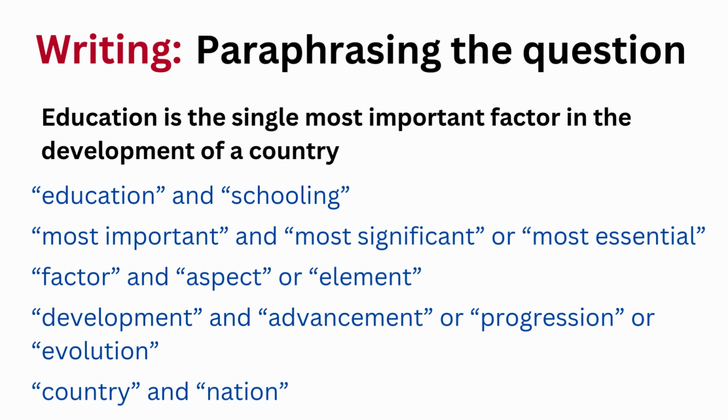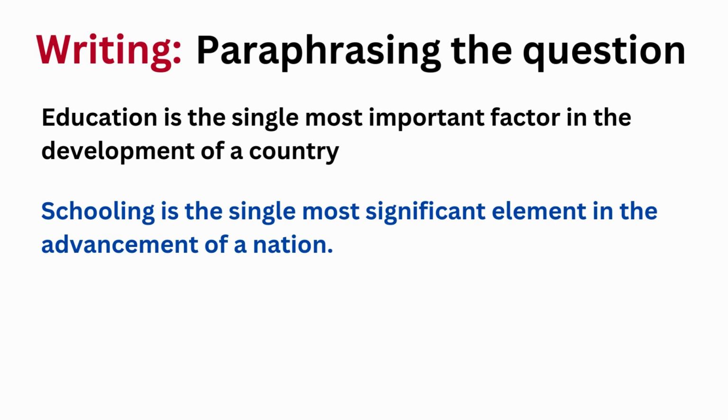So, you need to be really comfortable with the word you choose, and you need to know what it actually means so it doesn't sound strange. So if we wanted to change this, instead of saying education is the single most important factor in the development of a country, our first step in the paraphrase could be changing these words to schooling is the single most significant element in the advancement of a nation. So that's just one example.